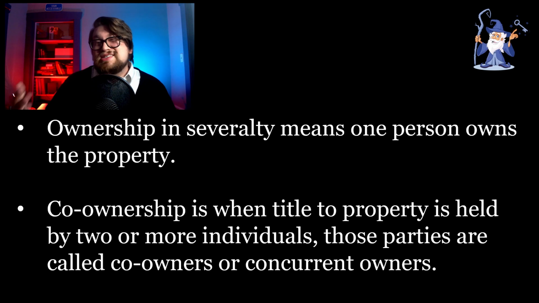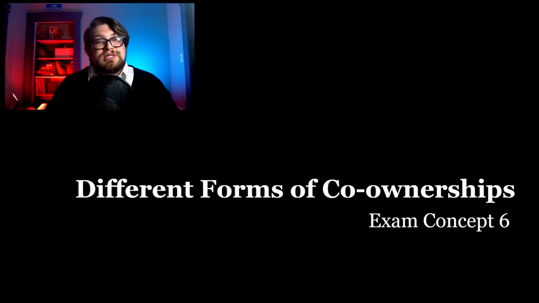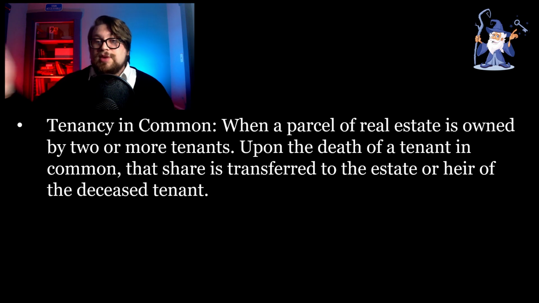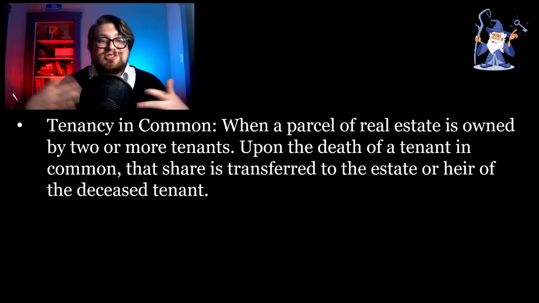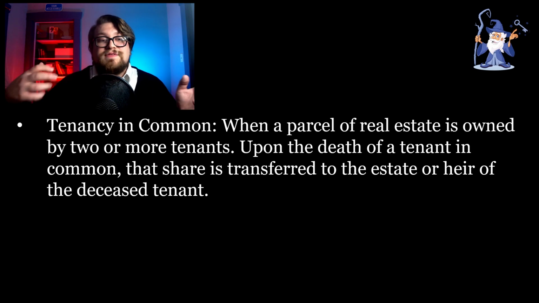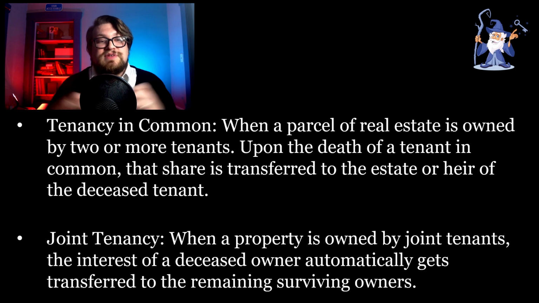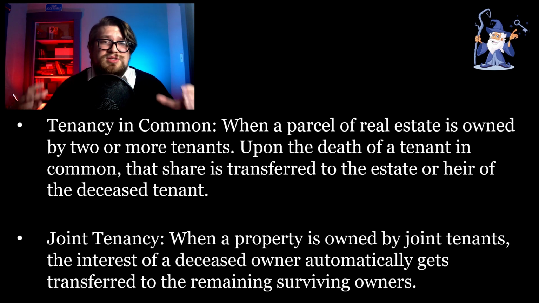Now, this leads us to the 6th concept that you need to know. You need to understand the different forms of co-ownerships. Now, there's tenancy in common and joint tenancy. Now, tenancy in common is when a parcel of real estate is owned by 2 or more tenants, but upon the death of a tenant in common, that share is transferred to the estate or heir of the deceased tenant. Now, with joint tenancy, when the property is owned by joint tenants, the interest of a deceased owner automatically gets transferred to the remaining surviving owners. You see the difference? Joint tenants have a right of survivorship, while tenants in common do not.